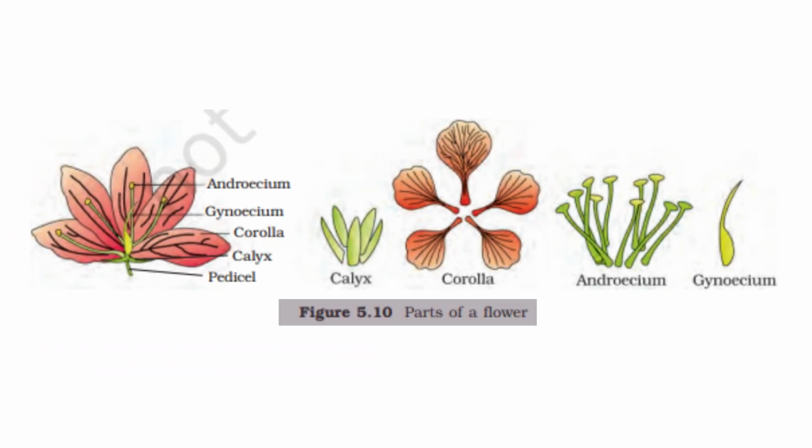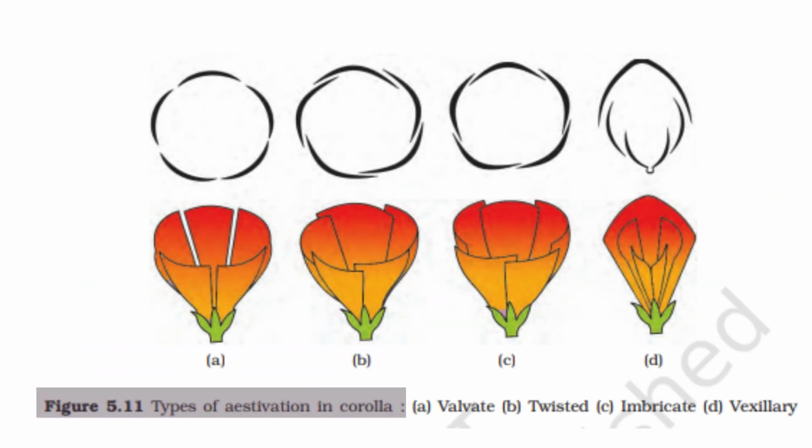Figure 5.10. Parts of a flower. Figure 5.11. Types of estivation in corolla. A. Valvate. B. Twisted. C. Imbricate. D. Vexillary.